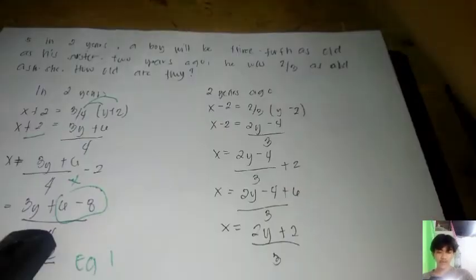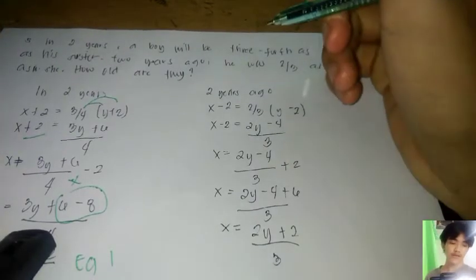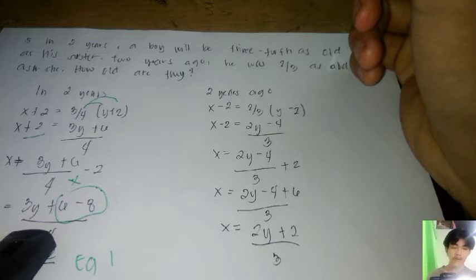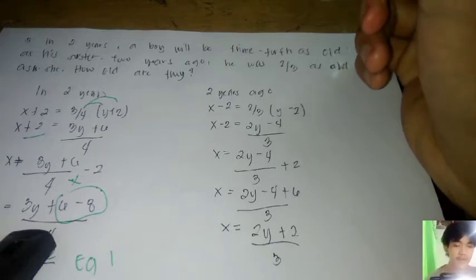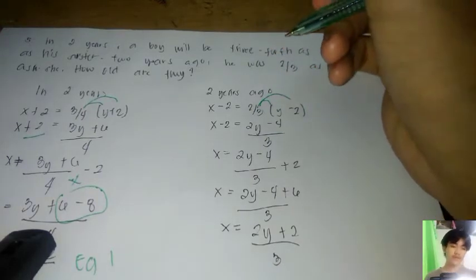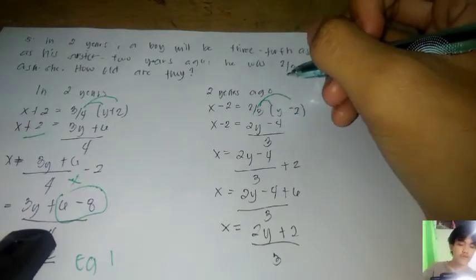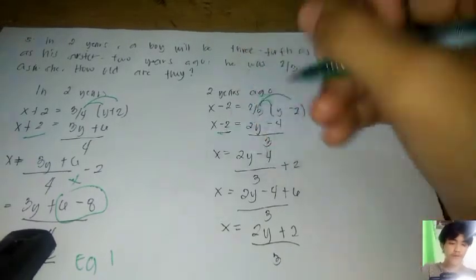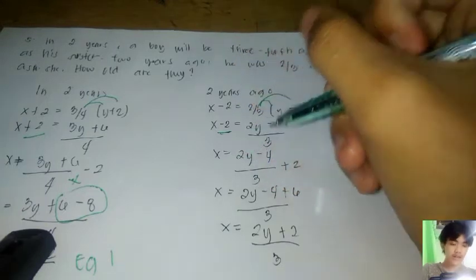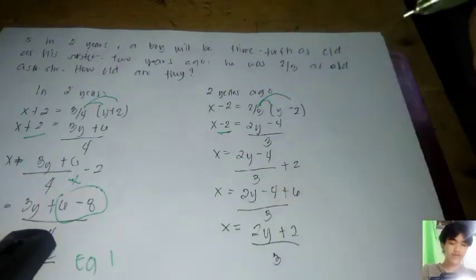So let's solve for equation 2. Our equation is x minus 2 equals 2/3 quantity of y minus 2. Let's multiply the 2/3 to the quantity of y minus 2. So we have (2y minus 4) over 3. Let's transpose the negative 2 to the other side. So we have x is equals to (2y minus 4) over 3 plus 2.